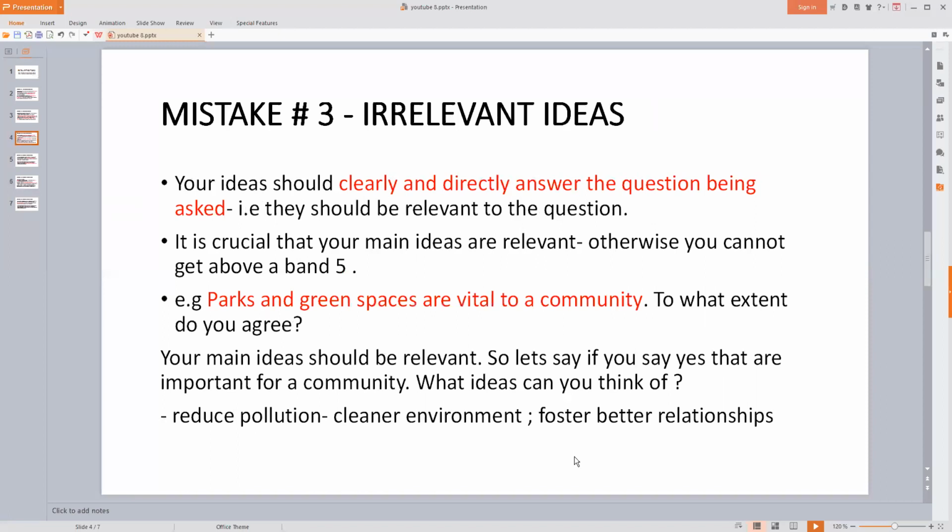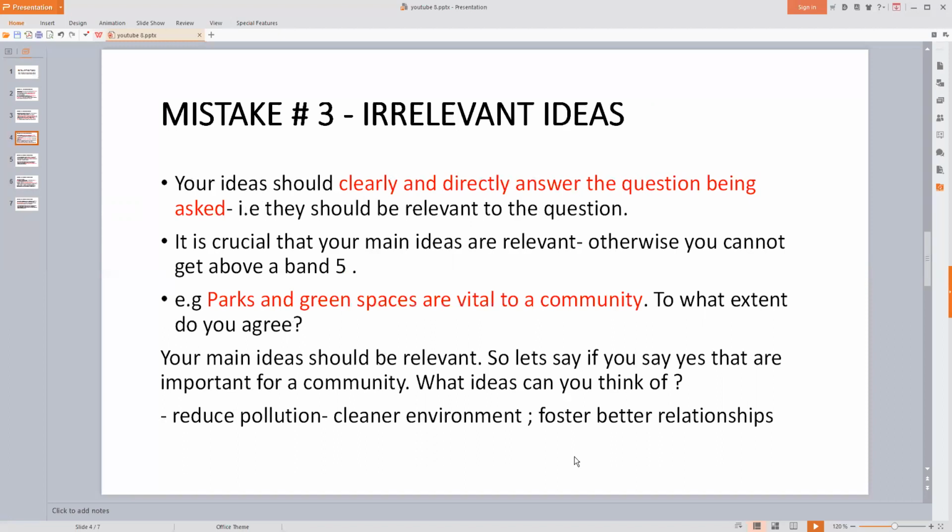So what ideas can you think of? And remember to think of relevant ideas. Ideas are relevant if they answer the question directly and clearly. So if you thought that parks are important because they look very beautiful, that's wrong. That's not a relevant idea. It's not telling us why it's vital. Yeah, parks and green spaces are very beautiful. Yeah, it's nature, so it's beautiful. But how is that vital to the community? You see, you need to think of relevant ideas.